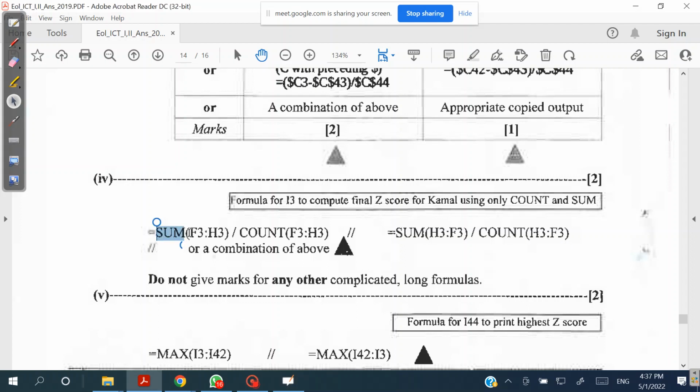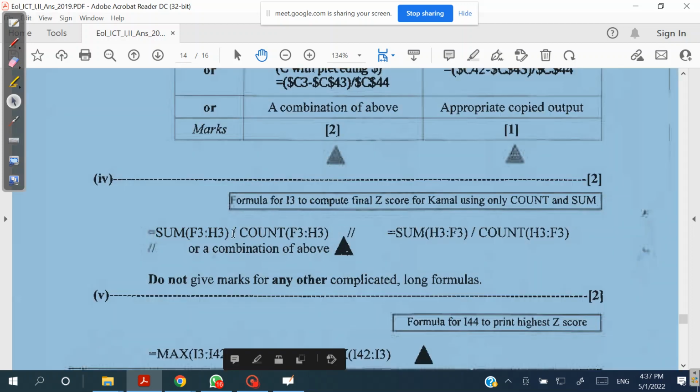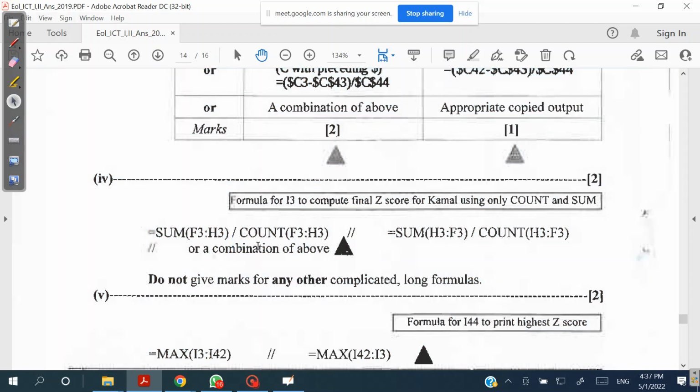See, sum F3 colon H3, that will give you the total, is divided by, they have used the divide operator, count F3 colon H3. Equal sign must be there at the beginning: equals sum F3 colon H3 divided by count F3 colon H3. Right? So if you got it correctly, you are given 2 marks.